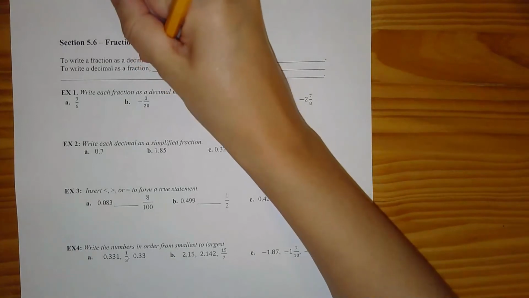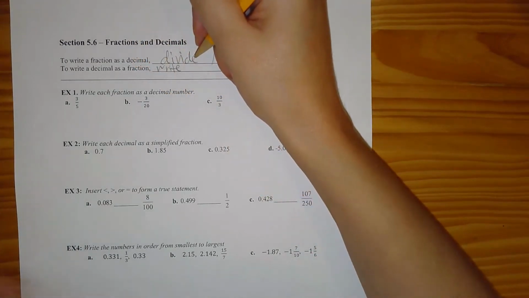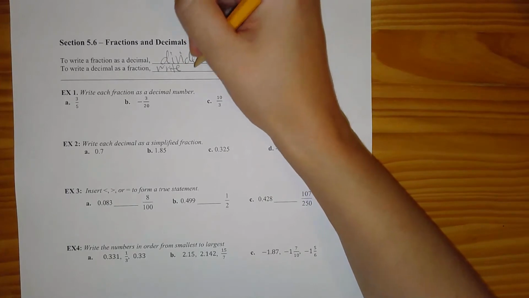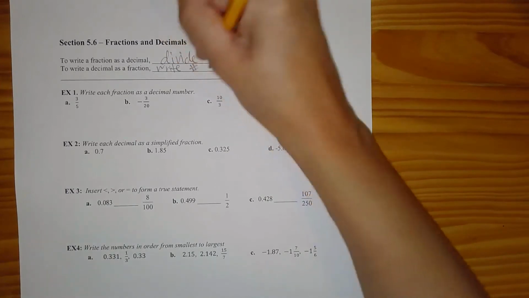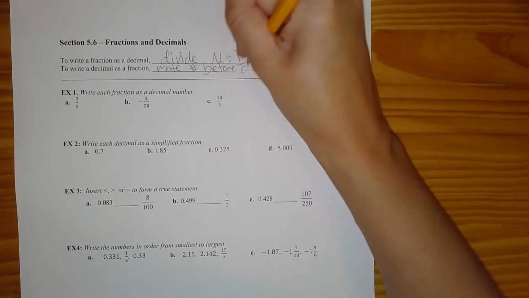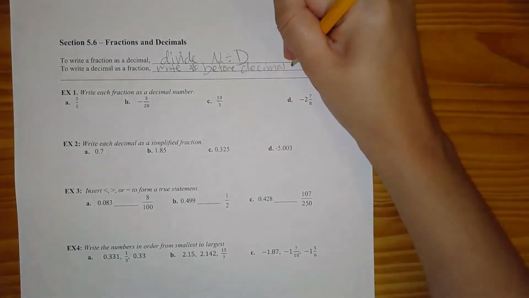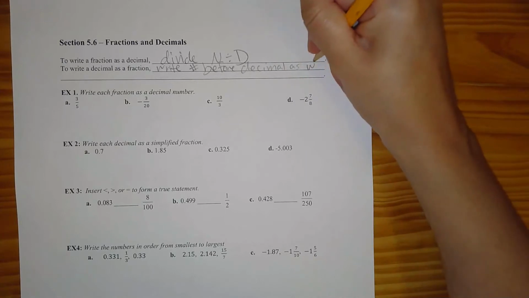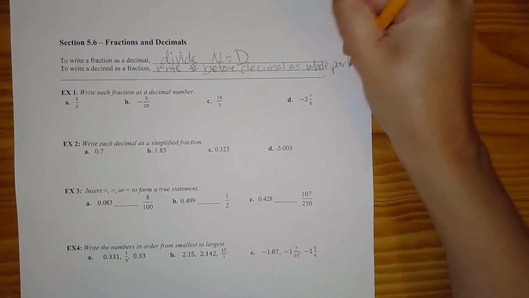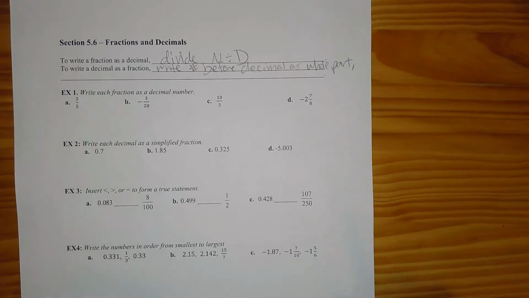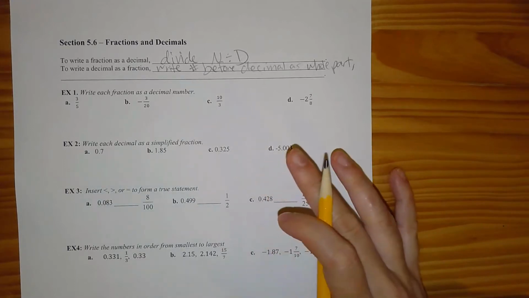To write a decimal as a fraction, we did this in a different section, but all you do is you write the number before the decimal. The whole part will be the whole part of your mixed number. Then the part after the decimal is what becomes a fraction. The number after the decimal is the numerator of your fraction. And then the denominator is some sort of a power of 10 that goes with the biggest or the most decimal places you have, that place value.